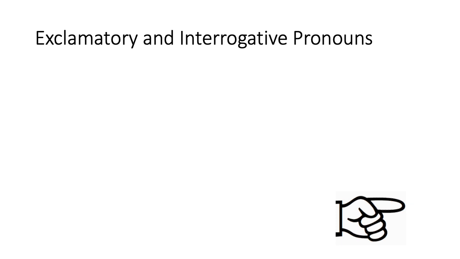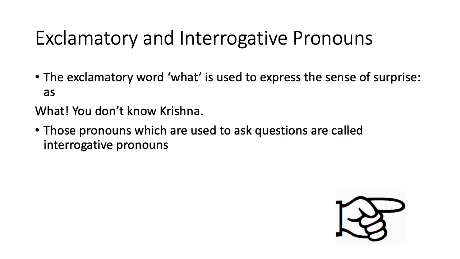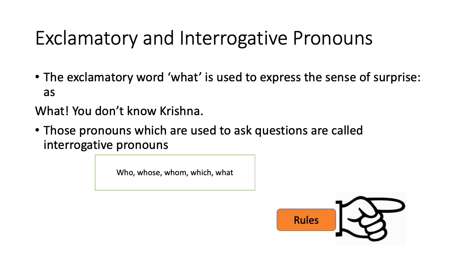Exclamatory and interrogative pronouns. The exclamatory word what is used to express the sense of surprise, as, what? You don't know Krishna? Those pronouns which are used to ask questions are called interrogative pronouns. Who, whose, whom, which, what. These are interrogative pronouns. Now, there are certain rules associated with interrogative pronouns. Let's see.